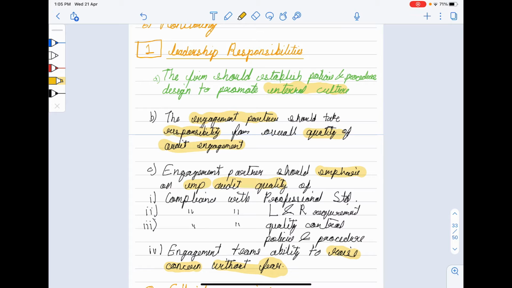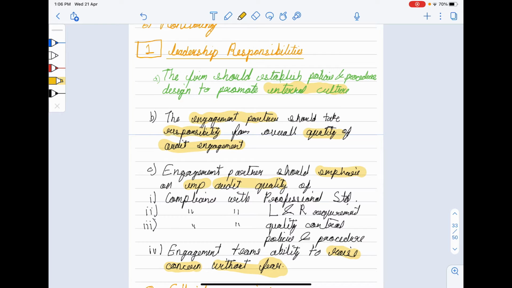First you need to start with: the firm should establish policies and procedures designed to promote internal culture. Second, the engagement partner should take responsibility for the overall quality of the audit engagement. Third, the engagement partner should emphasize important audit qualities: compliance with professional standards, compliance with laws and regulations, compliance with quality control policies and procedures, and the engagement team's ability to raise concerns without fear.